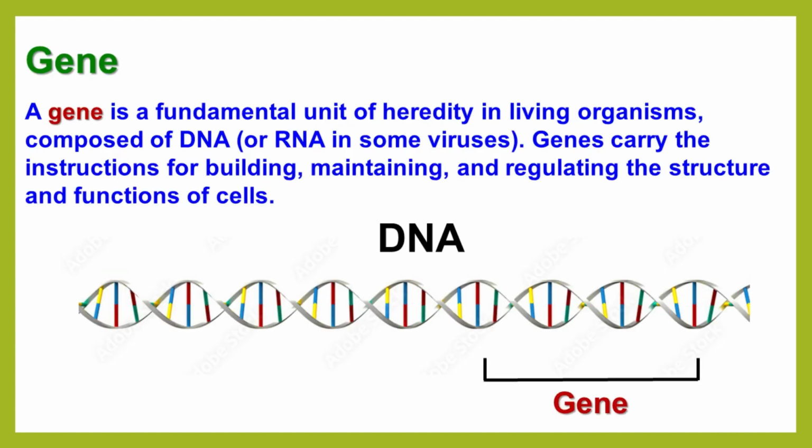So now let's get deeper in the genetic material. A gene is a fundamental unit of heredity in living organisms, composed of DNA or RNA in some viruses. Genes carry the instructions for building, maintaining, and regulating the structure and functions of cells. A gene is essentially a part of a DNA molecule that is functional, and it expresses a specific form of a trait. For example, it might result in blue eye color, red petals in a flower, or coat color in an animal.